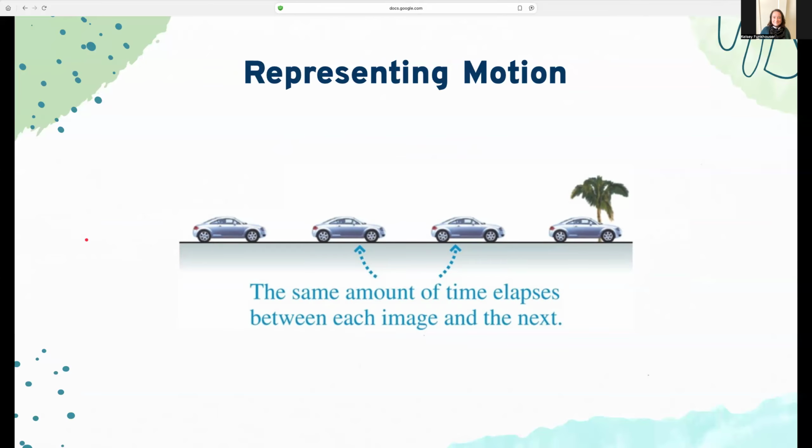So let's look at some ways to represent motion. We have snapshots of the motion of this car. In these, the same amount of time passes between each snapshot, and it looks like the car has traveled the same distance too. So each car is the same amount of time apart, and just by looking at it, those distances also look the same. If the time and distances are the same, that's simple motion, but that also means it's constant velocity.